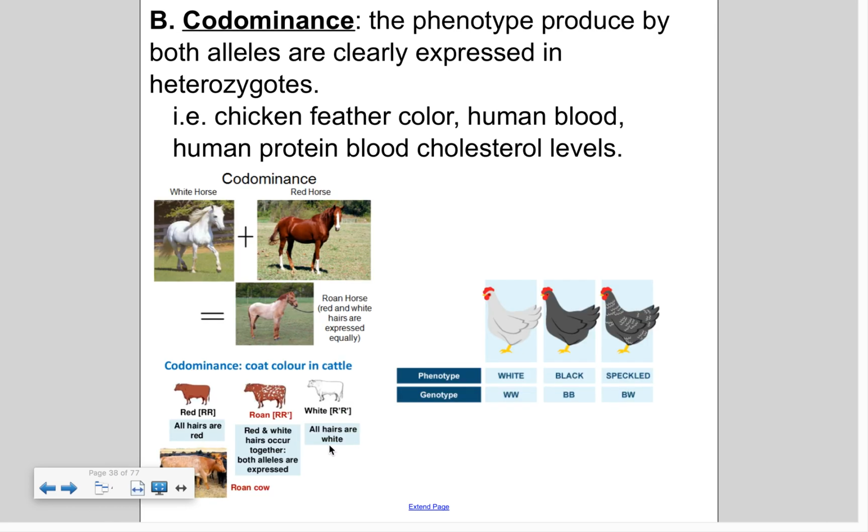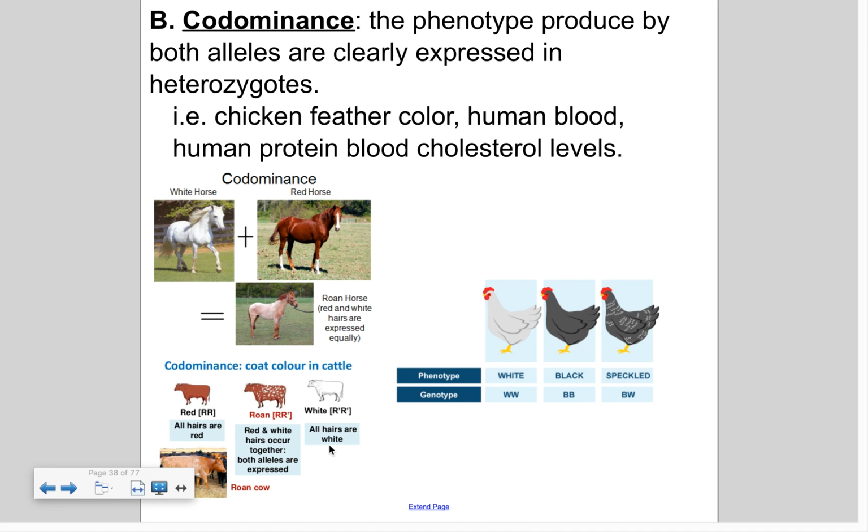Now, another type of weird inheritance that doesn't follow Gregor Mendel's rules is called codominance, which means that both alleles are clearly expressed in the heterozygote. So co, meaning together, and they both dominate. So if they are both expressed, basically both are going to be expressed. One example is chicken feather color, which I think your book mentions. It uses a little bit more technical terms, so make sure you look at that paragraph.